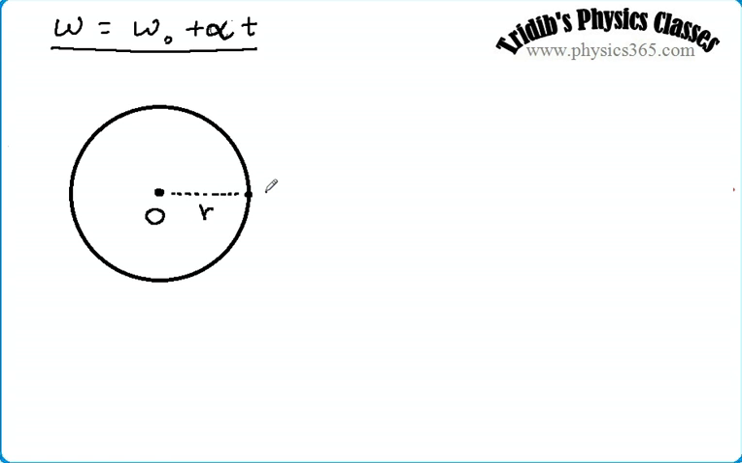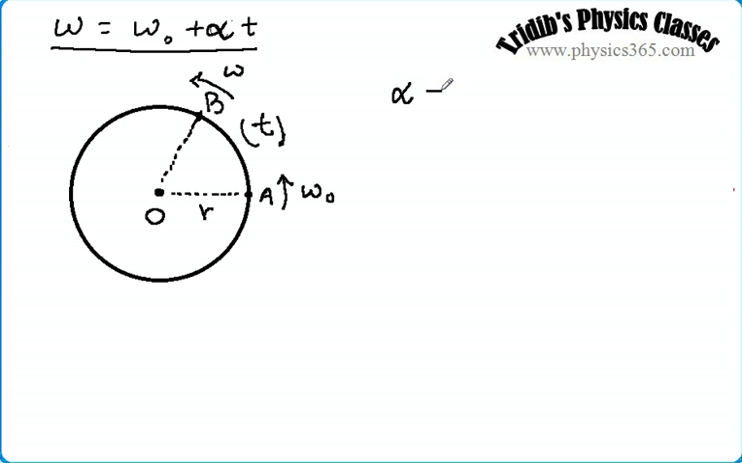Suppose this is the first point A and this is the point B. So let us assume that at A, omega naught is the initial angular velocity of a particle undergoing circular motion, and when it reaches the point B, it increases to omega. For that, how much time do you require? T.